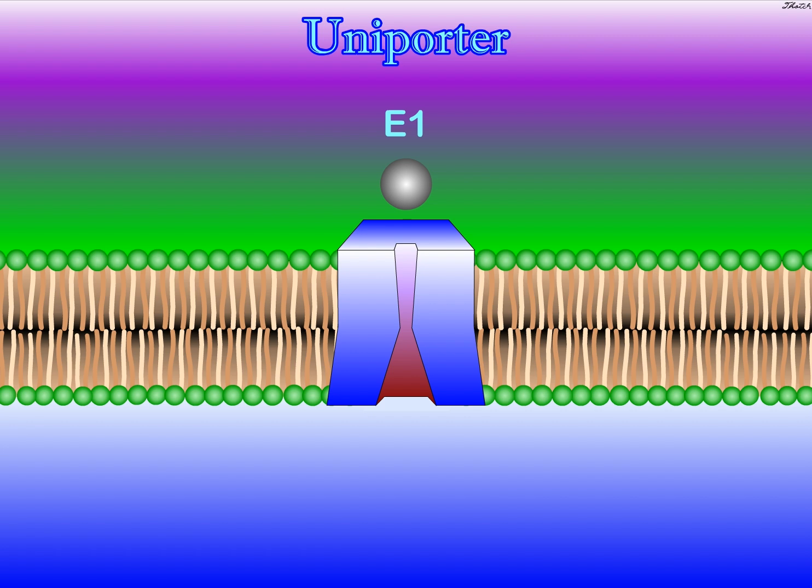Binding by the low-affinity site is too weak to hold the substrate, so it is released on the opposite side of the membrane. Once the substrate is released, the transporter returns to the E1 conformation. The process repeats, shuttling one substrate at a time across the membrane.